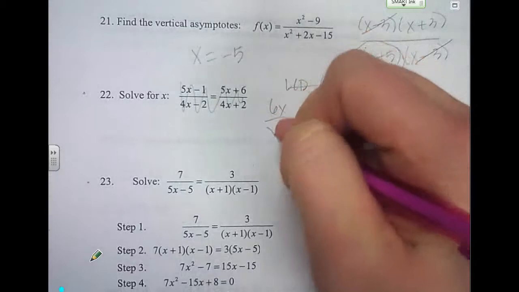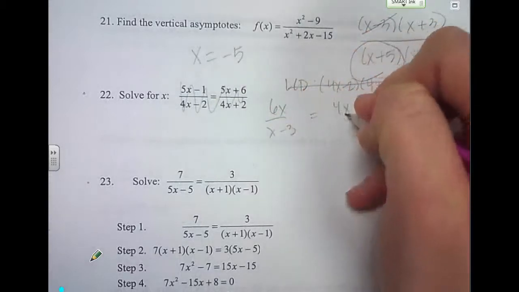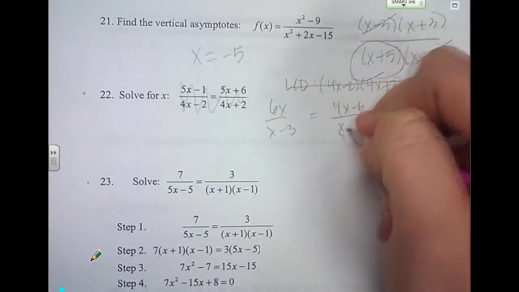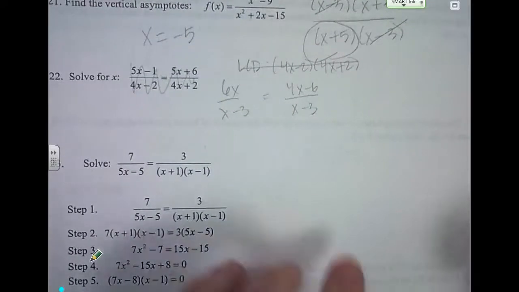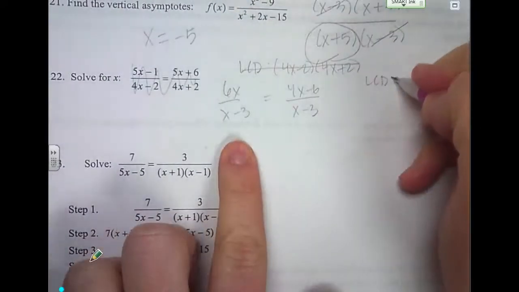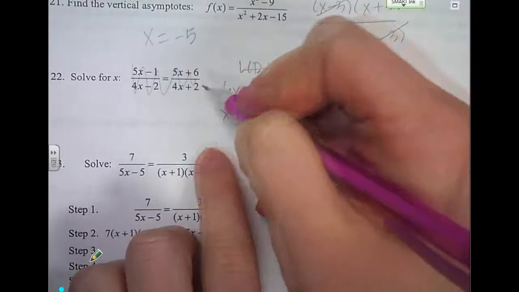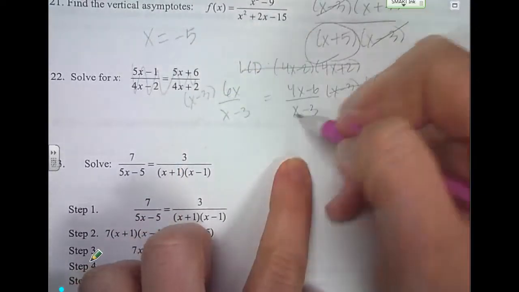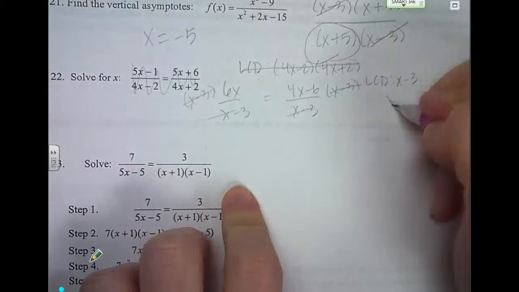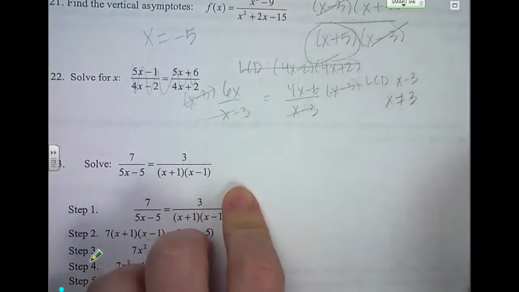6x over x minus 3 equals 4x minus 6 over x minus 3. That was the one on the test that a lot of you got right. Some of you got wrong though. So the LCD here is x minus 3. So when you multiply each side by x minus 3, they cancel. And then up here we could say x cannot equal positive 3.